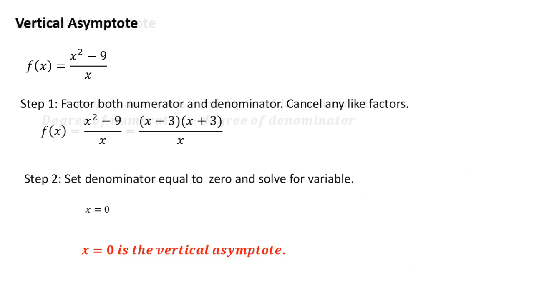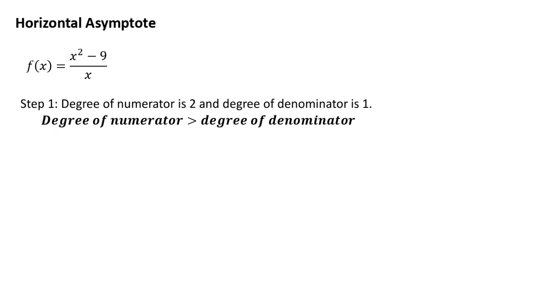Top heavy, greater. Okay, so the degree of the numerator is going to be greater than the degree of the denominator. So what that means is that there is no horizontal asymptote. Okay, so no horizontal asymptote. So we could go on with our life, right? But we need to check if there's a slant asymptote.